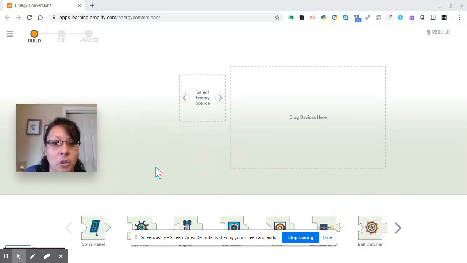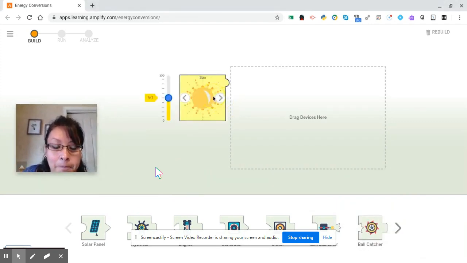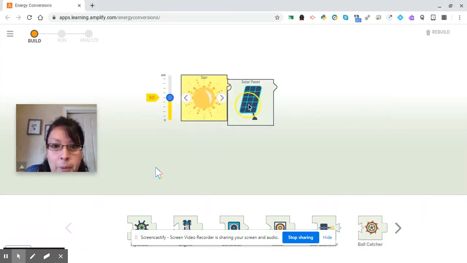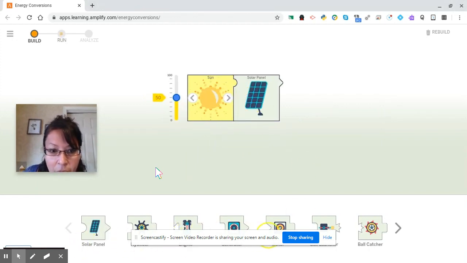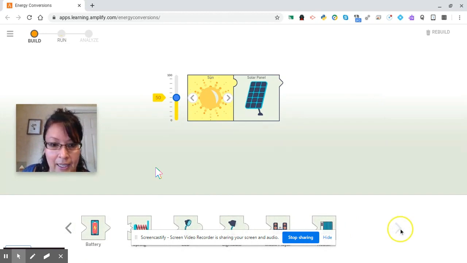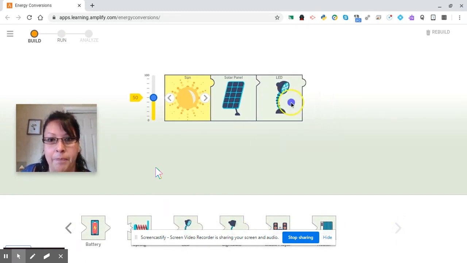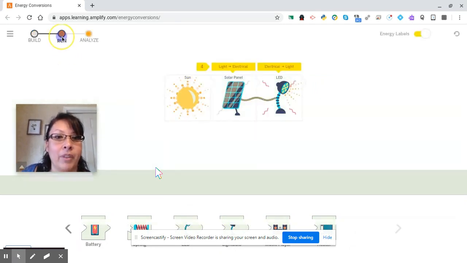So here we go. We're going to create light as an output energy form. So I'm going to use the sun. And then I'm going to put the solar panel, and let's go through our devices. Let's see, I need to have light as an output, let's go with the LED. So I'm going to hit the run button and make it run.